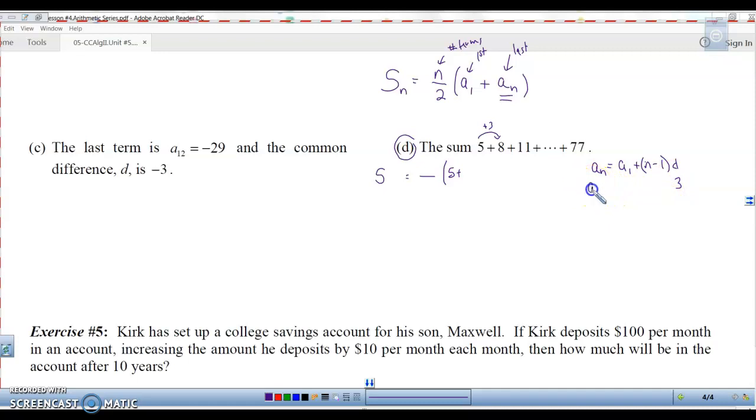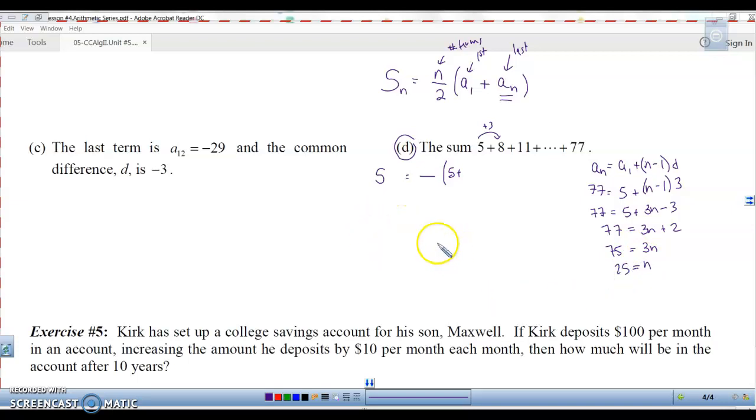And then a of n is going to equal 77, because that's the term that we're looking for, because we need to know what n is. So we know the 77 is equal to a1, which is 5, plus n minus 1 times 3. Let's solve this for n. 77 equals 5 plus, distributing here, 3n minus 3. 77 is equal to 3n plus 2. I subtract the 2, I get 3n equals 75. So n will equal 25.